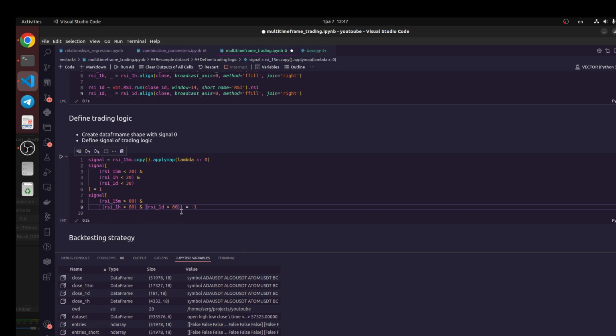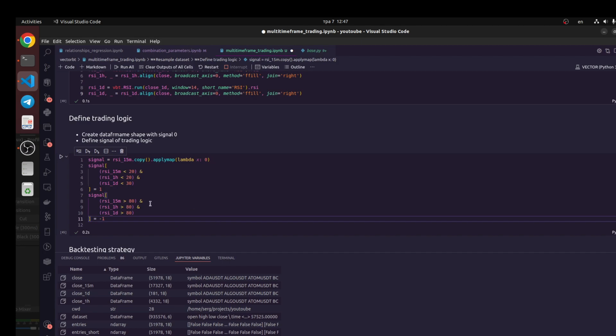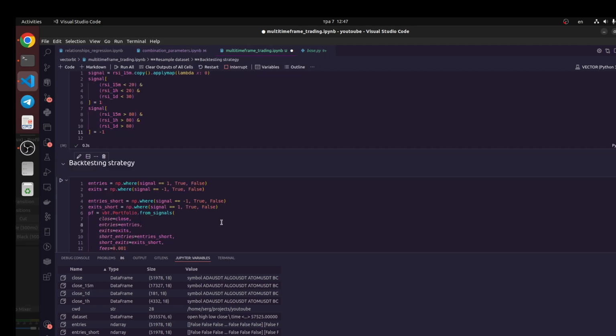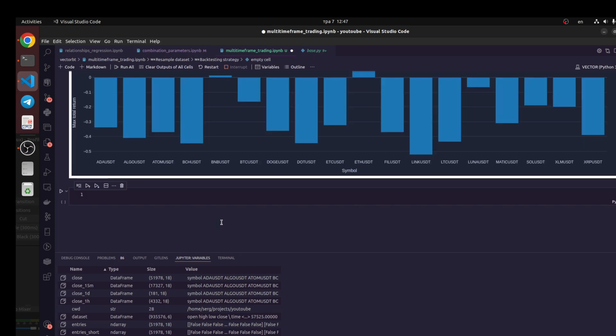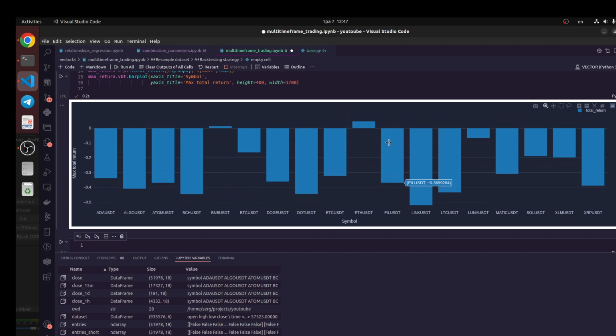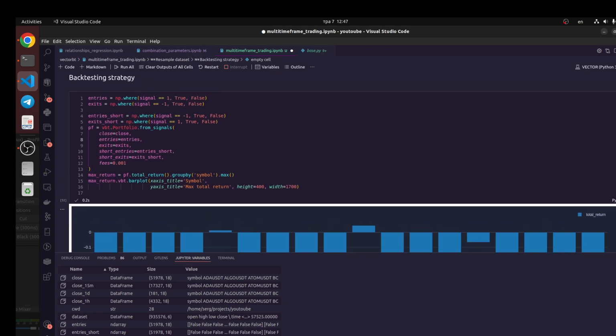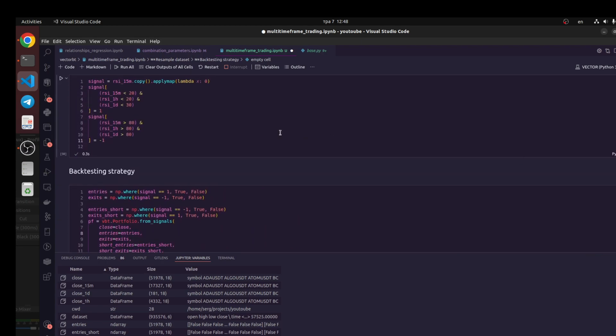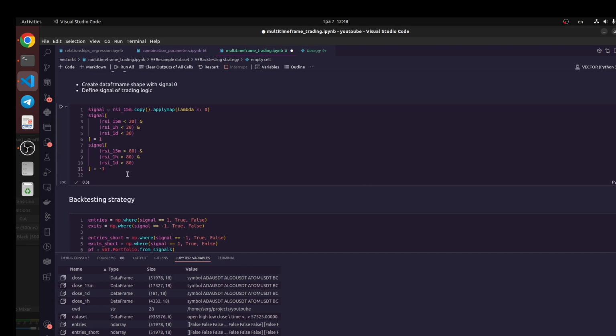Okay, I'm going to finish this one. So signal, let's do it, and let's print how it looks. Okay, and you see we found some profitable strategy for Ethereum, for example. Let's look at maybe another one, because I suggested RSI.